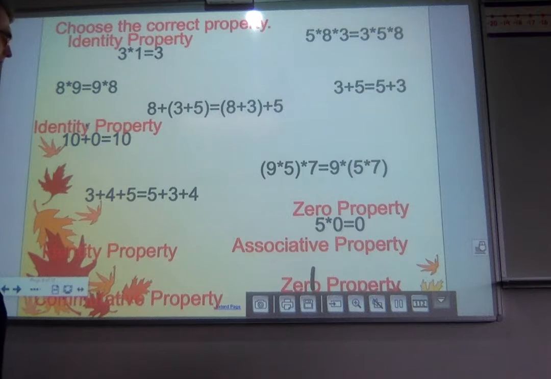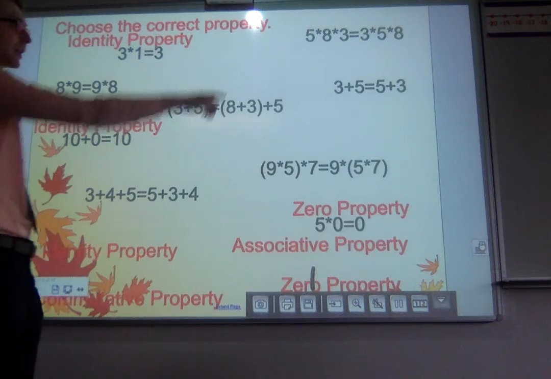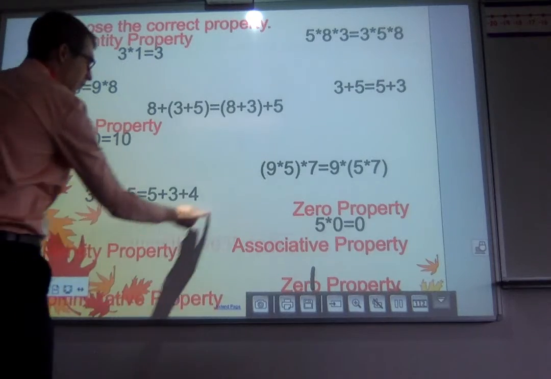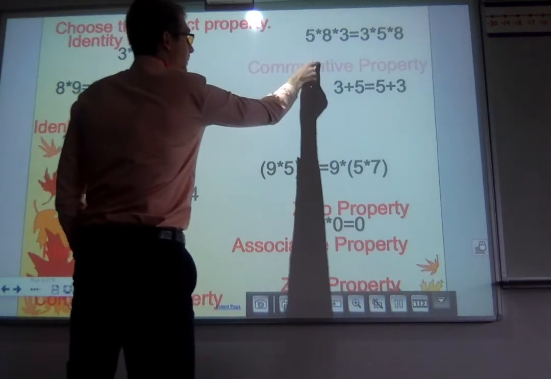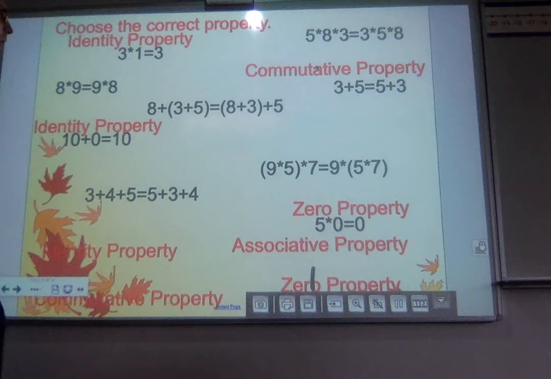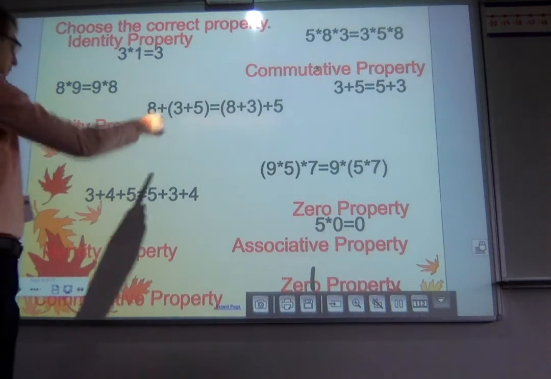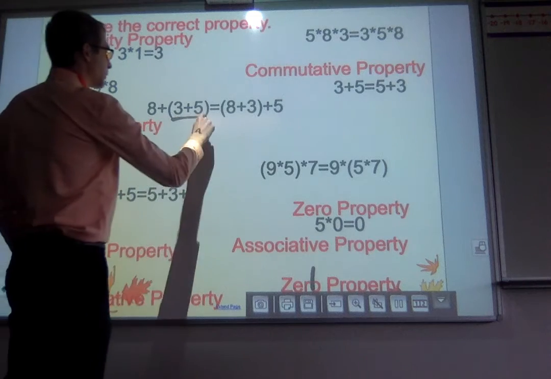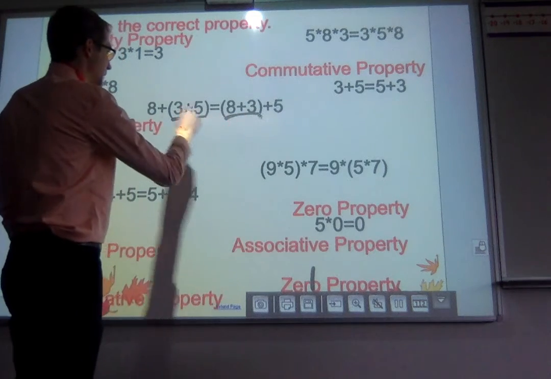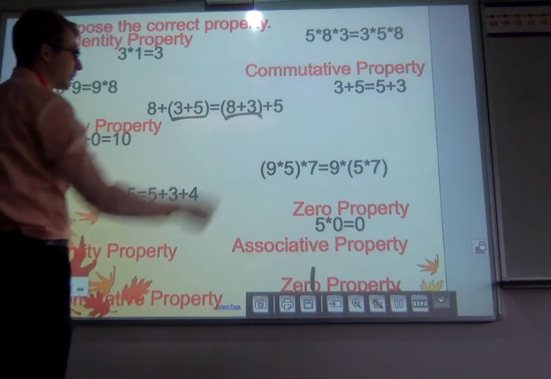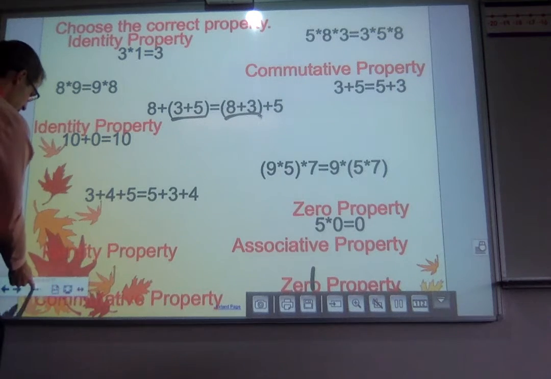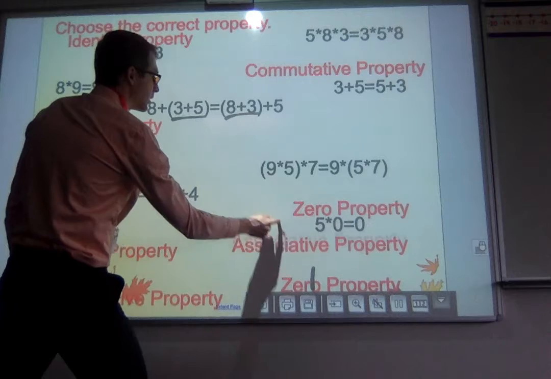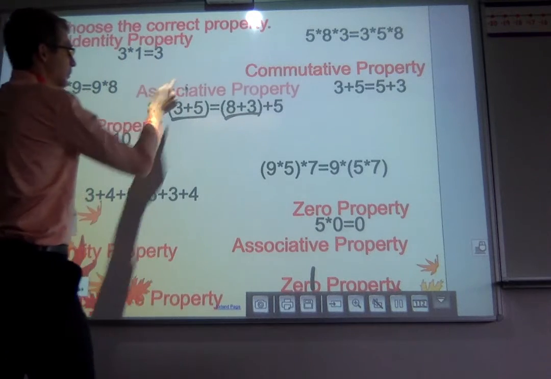All right, and then let's go ahead and look at something like this. 3 plus 5 versus 5 plus 3. All we're doing is flipping the order, so that's going to be the commutative property. And then we'll just do one more. Let's do this one here in the center. So we see we have 3 plus 5. Now we have 8 plus 3, but we still have the 3, 5, 8 in the same order. We've changed the groupings, so therefore we know that would have to be the associative property.